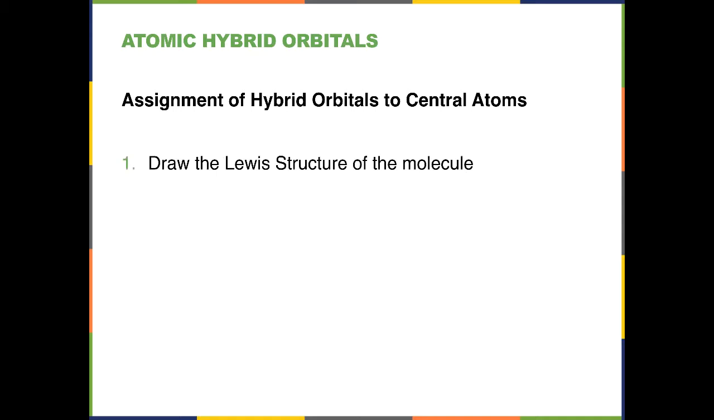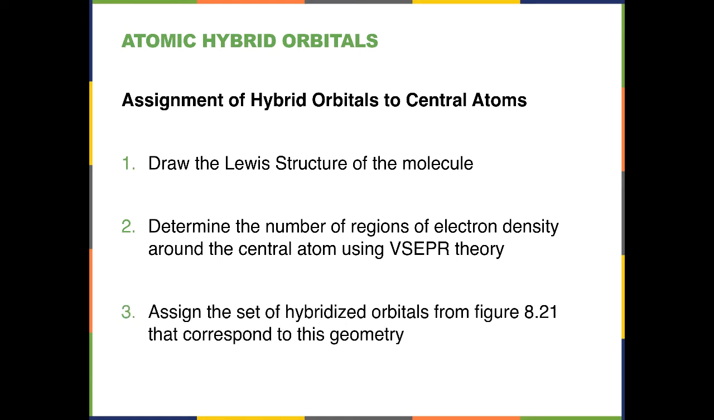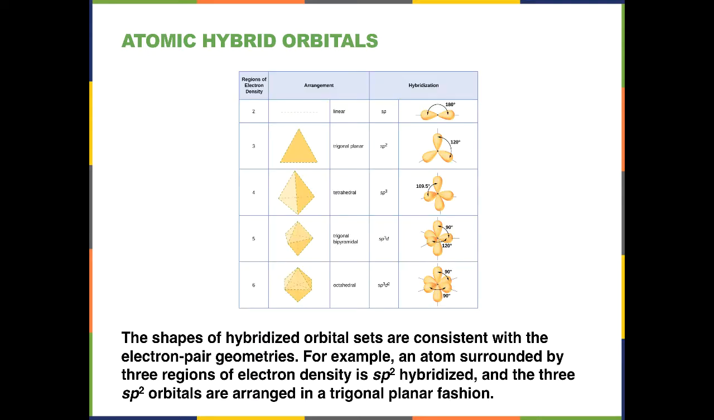So the way to do these, in other words, the process that you undertake in order to do this, is you have to draw a Lewis structure of the molecule first. Then you determine the number of regions of electron density around the central atom using the VSEPR theory. Then you take that number and, using figure 8.21 in the book, it tells you what the hybridization is and what the geometry is.